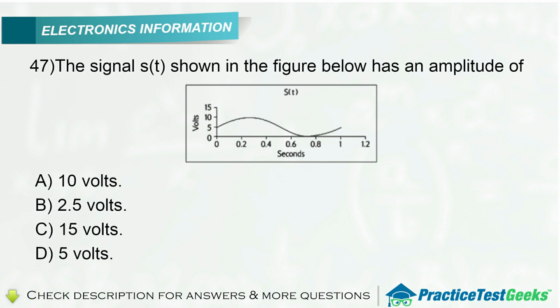Question 47. The signal ST, shown in the figure below, has an amplitude of A. 10 volts, B. 2.5 volts, C. 15 volts, D. 5 volts.